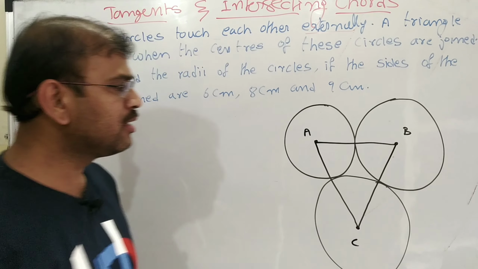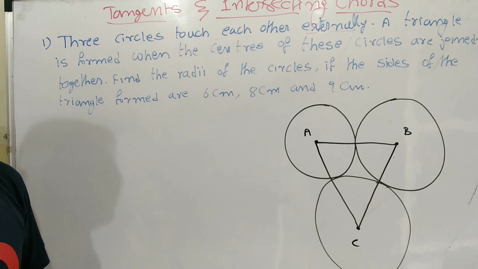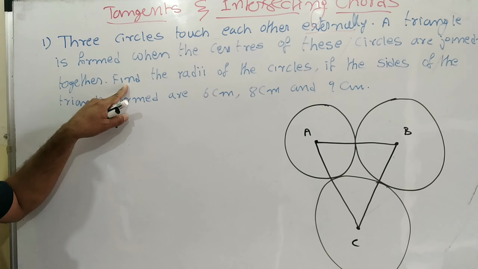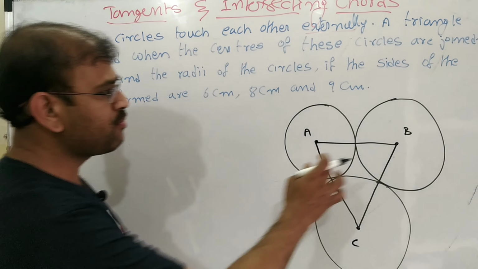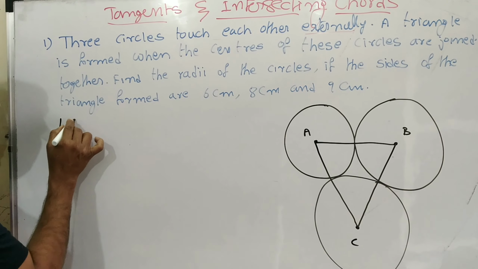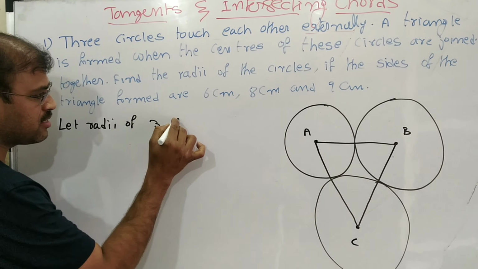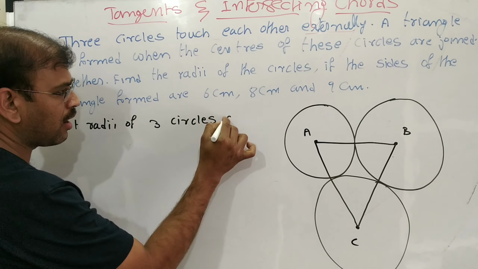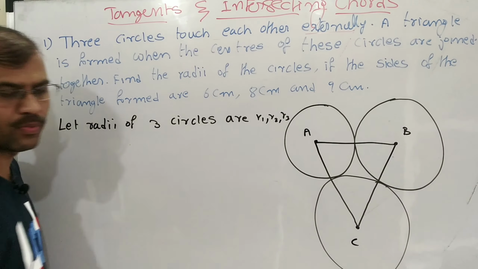When you join the centers of the circles, it is going to form a triangle. So now go for the next one. Find the radii of these circles. We need to find the radius of these circles. Now what I am going to do, let the radii of the three circles be R1, R2, R3.